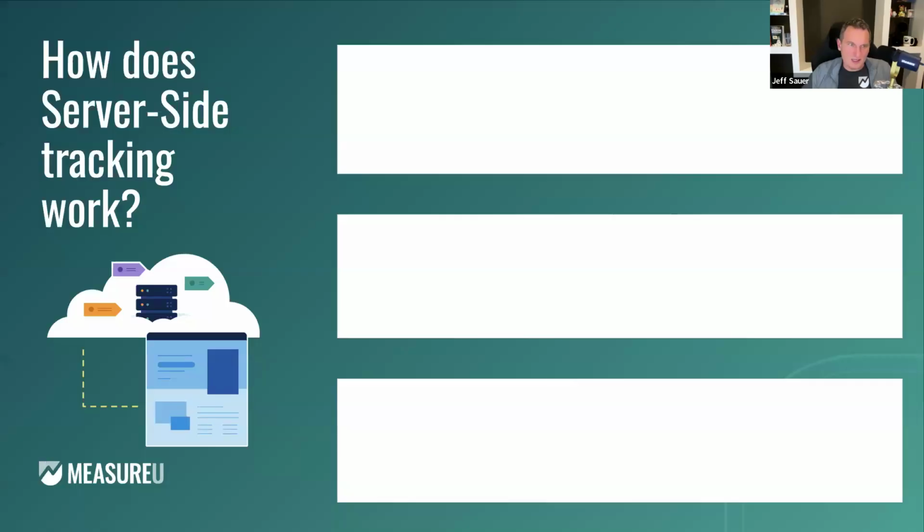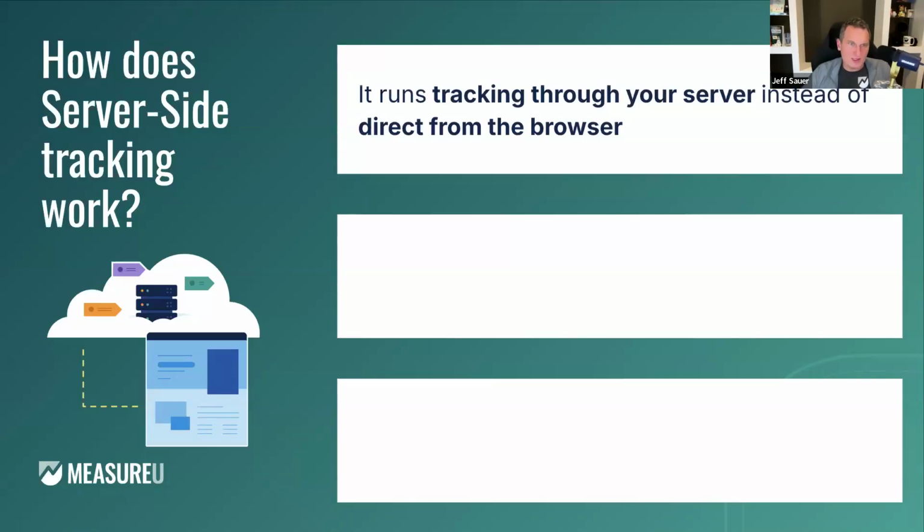But just in a nutshell, here's why it's important. It runs tracking through your server instead of the browser. So it's bypassing the need for a browser. It's sending it to the server regardless of what the browser chooses to do, and that gives you more control, and it makes it so that it's not as easy to block because your server is serving up the pages, and so people can't choose whether or not your pages are going to be served up. You sort of do that in the back end in your code.